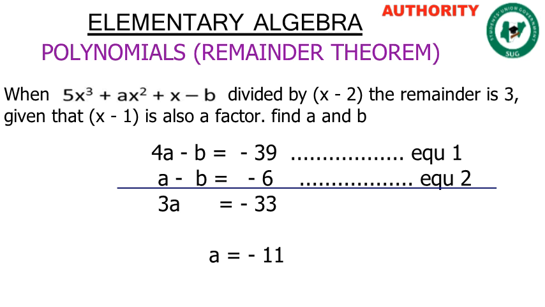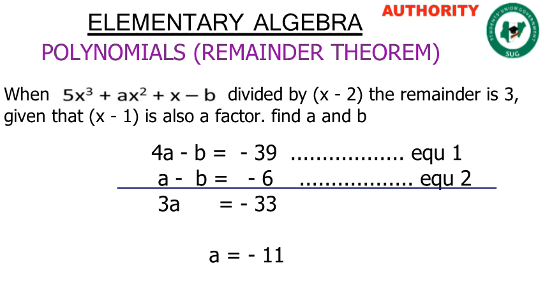Let's divide both sides by 3. We are looking for a. So we're going to have a is equal to minus 11. Okay, we have gotten a value for a, which is minus 11. All right, let's pick one equation from our equations and then solve for b. Let's pick equation 1.